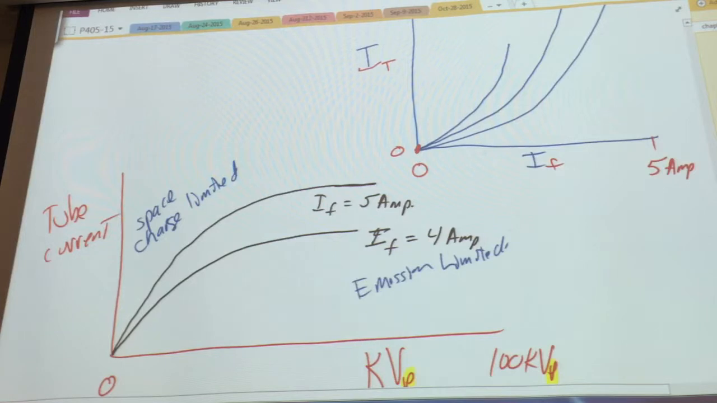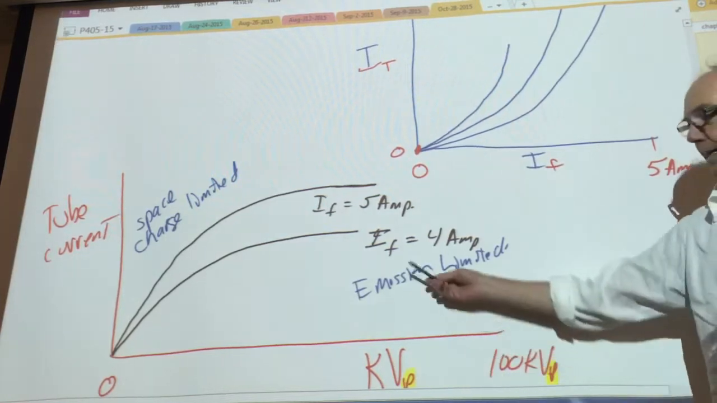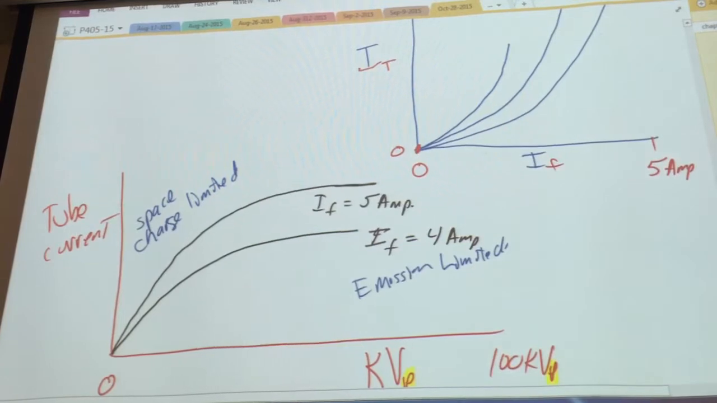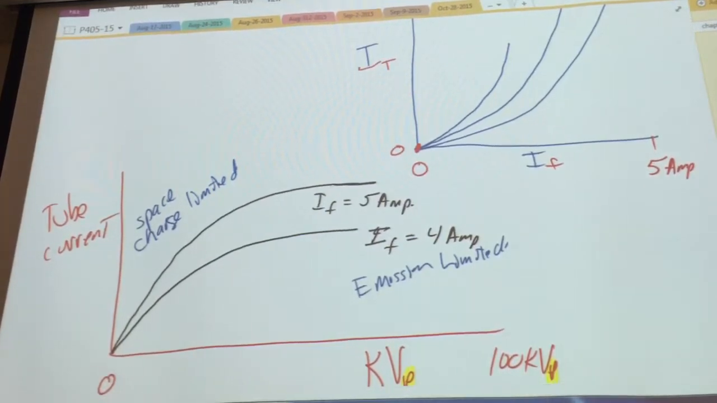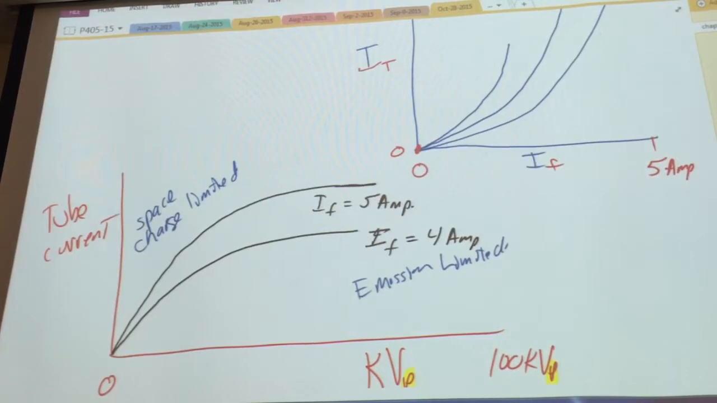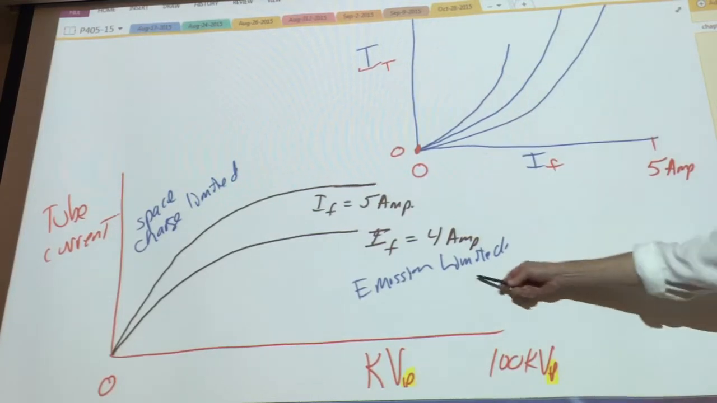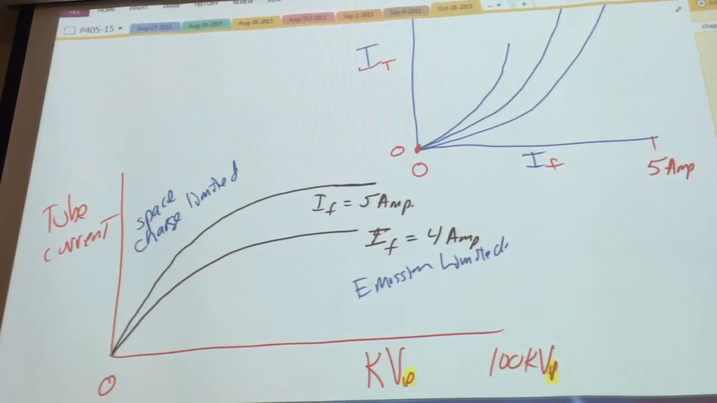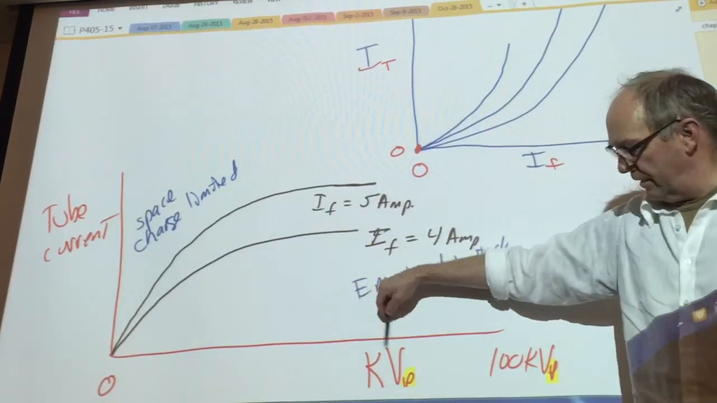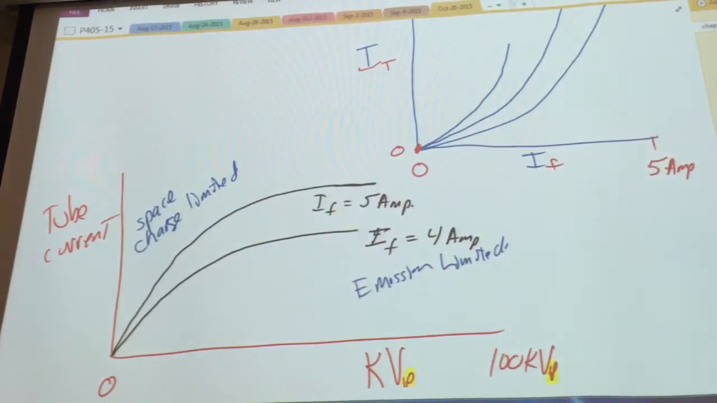So the two regions are broken down into space charge limited and emission limited. We'll see if we can come up with some understanding of what those two regions correspond to. Emission limited is perhaps the easiest one to understand, because at high kVp, this is the potential between the cathode and the anode. High kVp corresponds to what physical attribute of what's happening to the electrons?